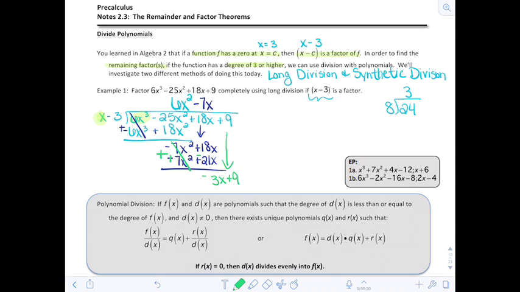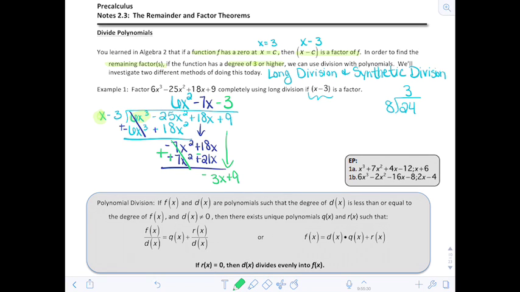What can I put on the top that when I multiply around, I get a negative 3x? Well, that would be a negative 3, and I'm going to multiply that negative 3 to x minus 3. So I have negative 3x plus 9. Now those are identical, so when I subtract them, everything cancels.